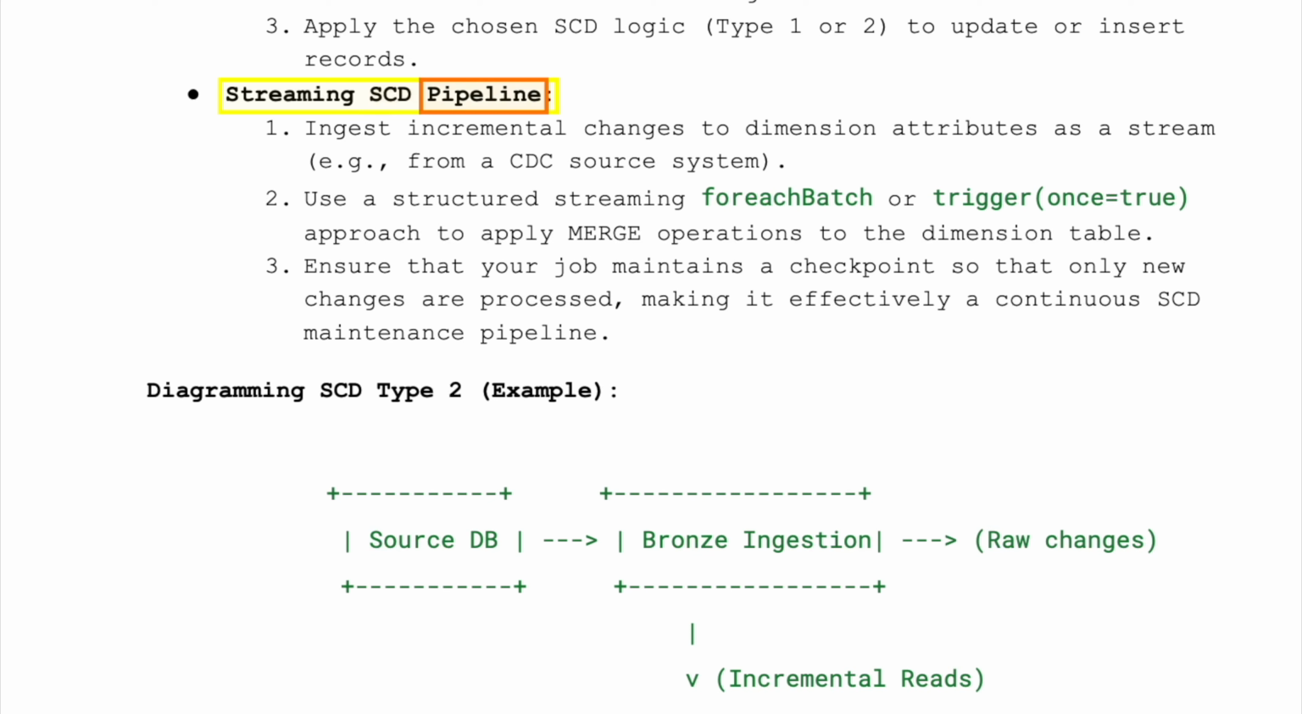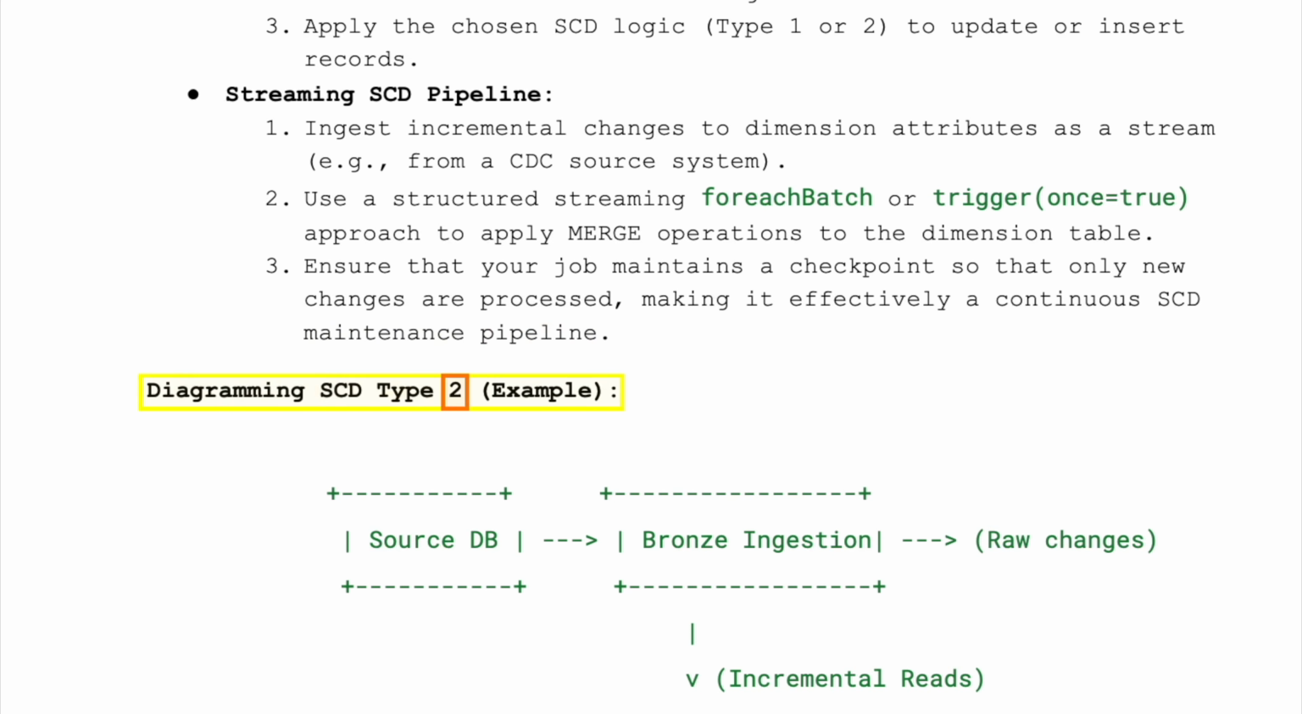Streaming SCD pipeline. 1. Ingest incremental changes to dimension attributes as a stream, for example, from a CDC source system. 2. Use a structured streaming foreachBatch or trigger once equals true approach to apply merge operations to the dimension table. 3. Ensure that your job maintains a checkpoint so that only new changes are processed, making it effectively a continuous SCD maintenance pipeline.